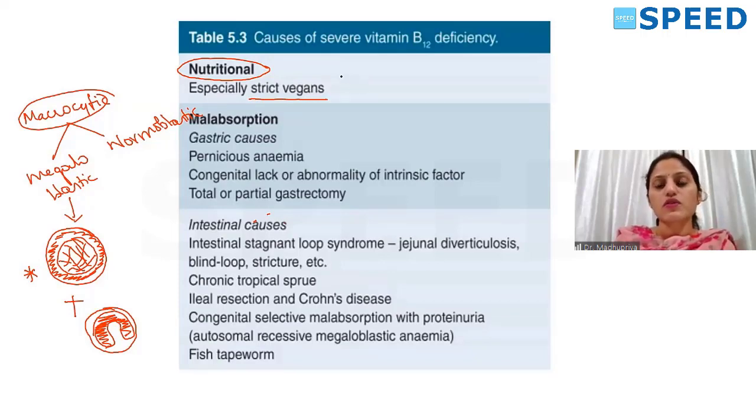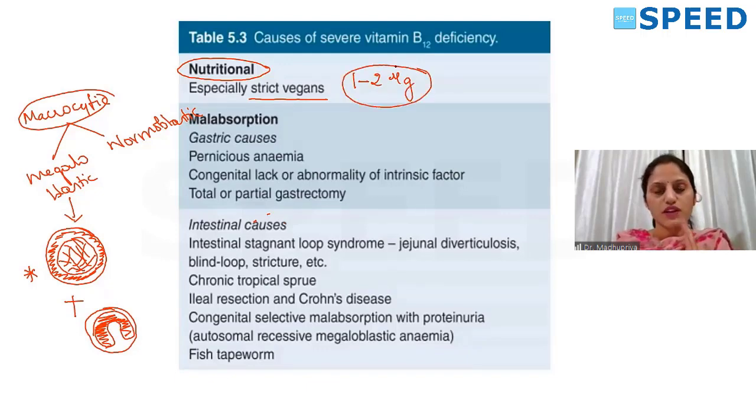Then one more thing you have to know: how much of a food you take or how much of a supplement you give, only 1 to 2 micrograms of vitamin B12 is absorbed from the body. However much you supplement, only this amount can be absorbed orally. I'm speaking about oral, okay. However much food you take, however rich it is, this is the amount which is going to get absorbed. So we'll see vitamin B12 deficiency in strict vegetarians.